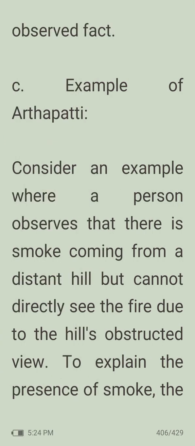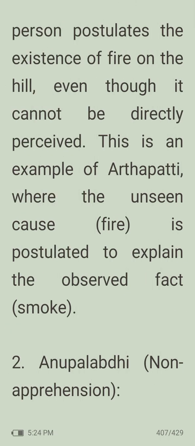An example of this: consider a person who observes smoke coming from a distant hill but cannot directly see the fire due to the hill's view. To explain the presence of smoke, this person postulates the existence of fire on the hill even though it cannot be directly perceived. This is an example of inference. An unseen cause is postulated to explain the observed fact.